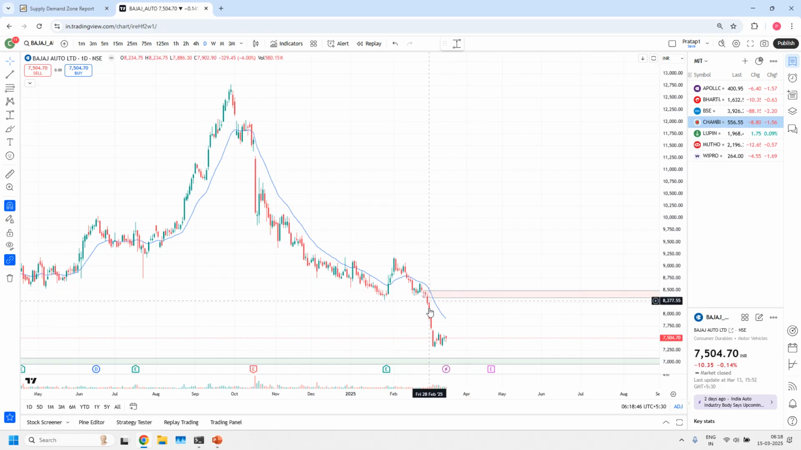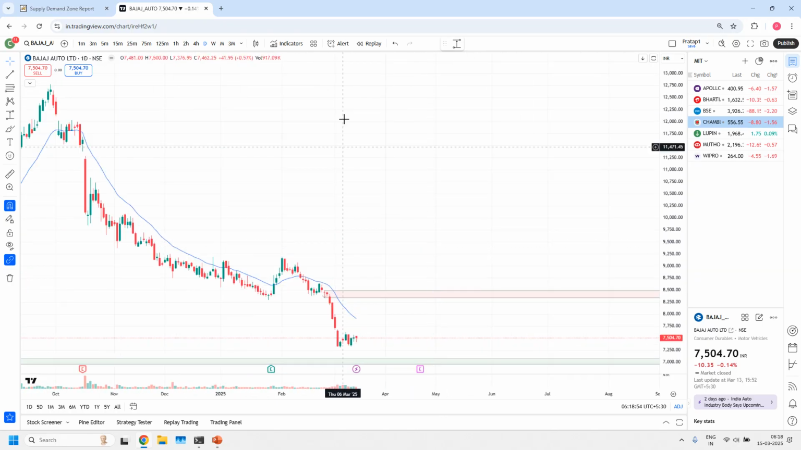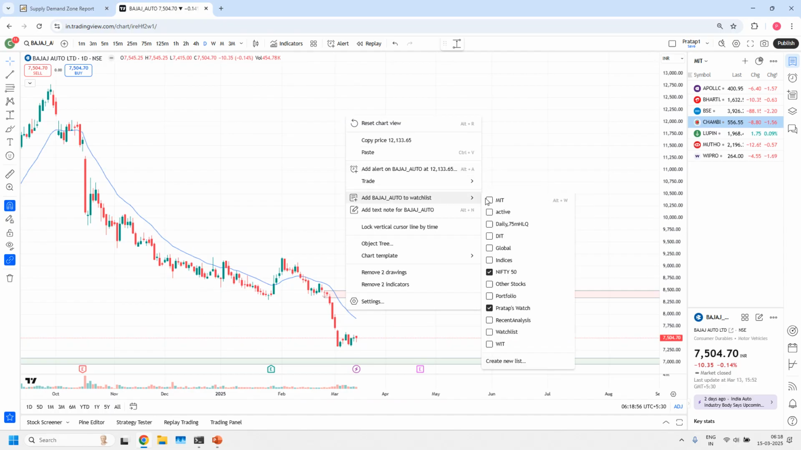And this is no more valid. So that's why, at present, this is the supply zone we need to consider. So this is how you should understand. So let's add this into our watch list.